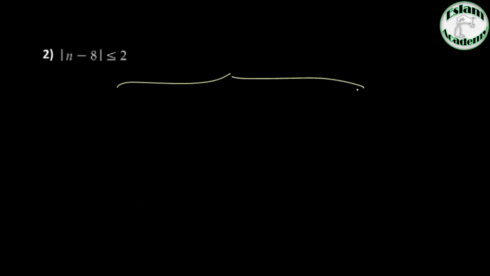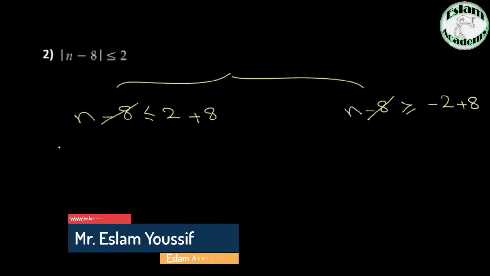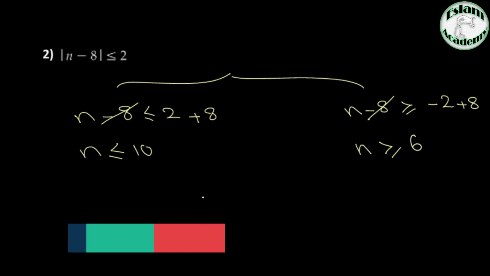Number 2, the absolute value of n minus 8 less than or equal to 2. In the same way, we'll divide it into two parts. So n minus 8 is less than or equal to 2, and n minus 8 is more than or equal to, it changes the sign, which is negative 2. By adding 8, n is less than or equal to 10, and n is more than or equal to positive 6.